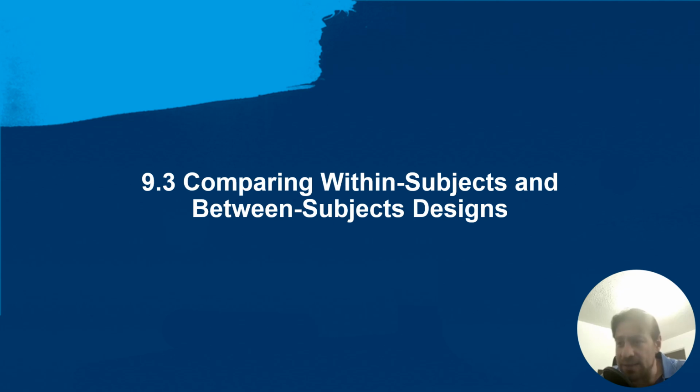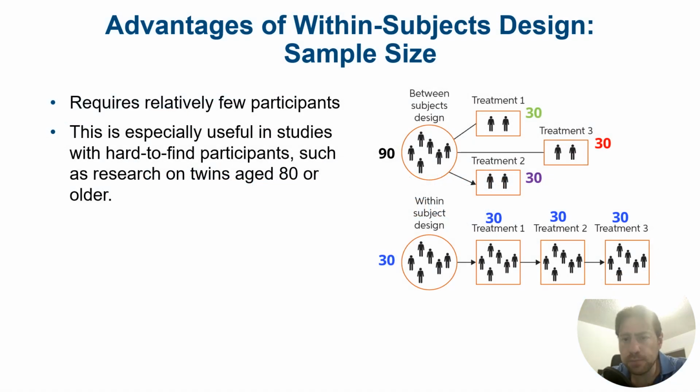So we're going to discuss some pros and cons of each design, which hopefully will give you some of the conceptual tools for making the decision that is best suited to your particular study. So one obvious advantage that we've alluded to before is that you will need fewer participants in a within subject design. You get more bang for your participant buck, so to speak.